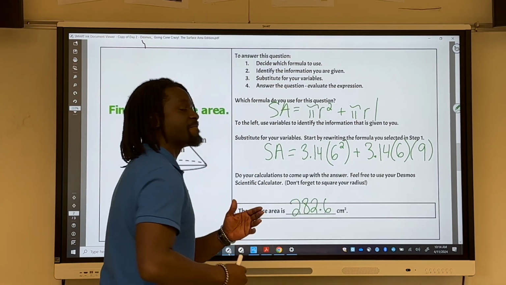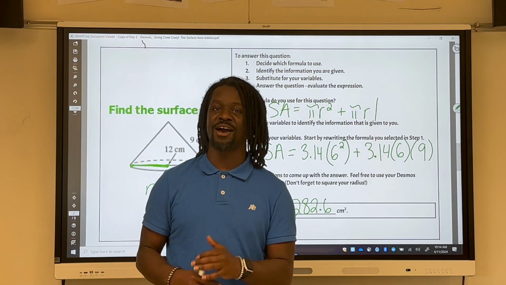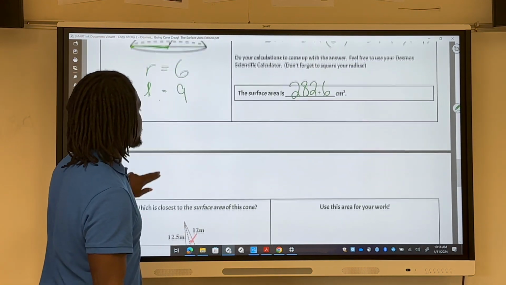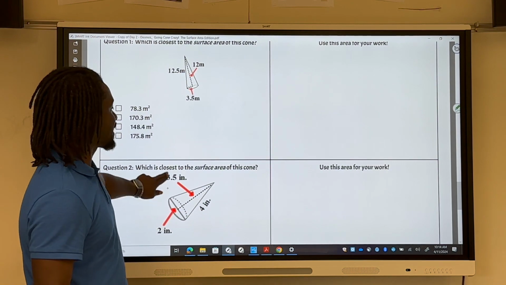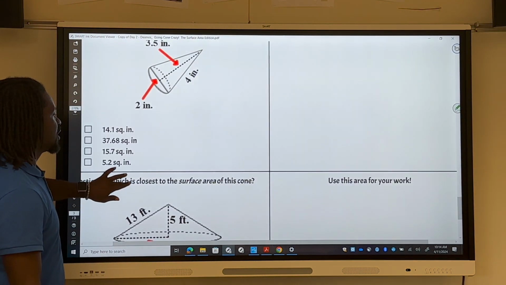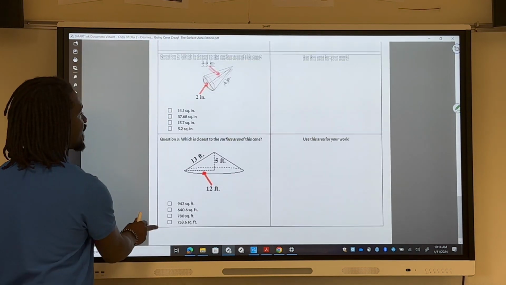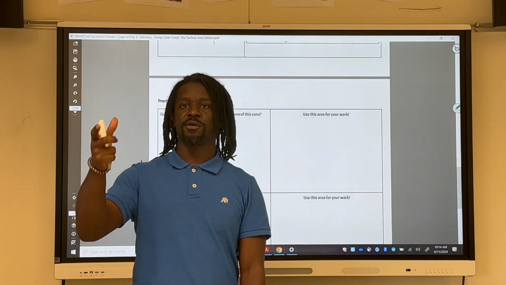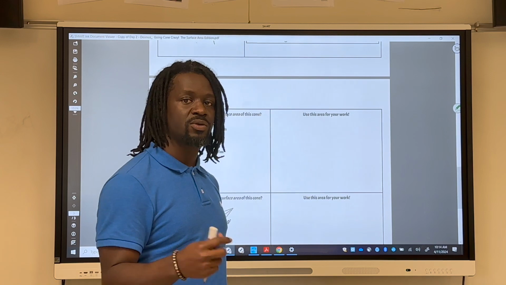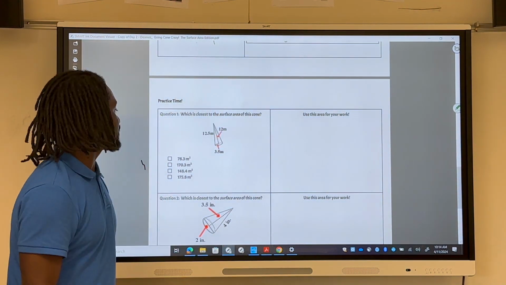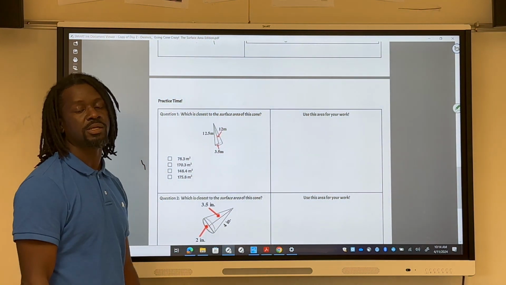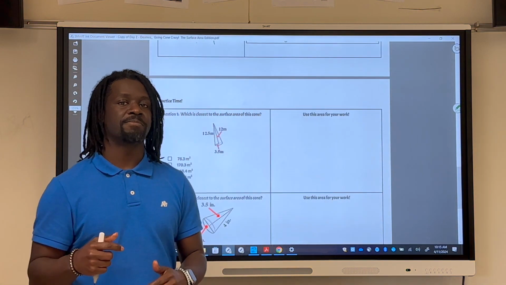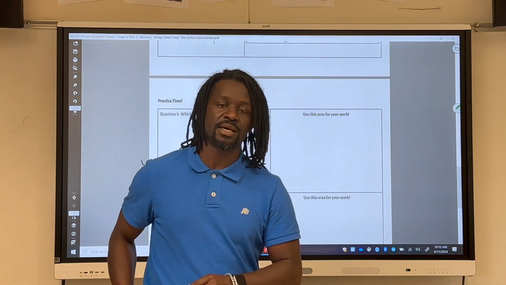282.6. All right. So there you have it. That is how you find the surface area of a cone. All right. So just like last time, you have 3 examples. Remember, I want you to start by writing the formula, then figure out all the pieces that you need, substitute them in, plug them into the calculator, and that is all you need to do to find the surface area. So do those 3, and that is the end of this lesson.